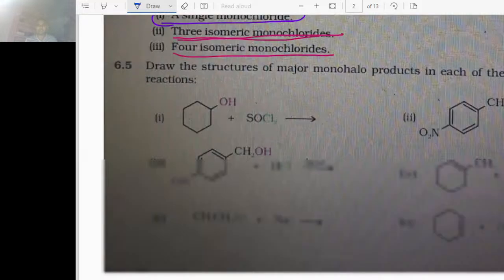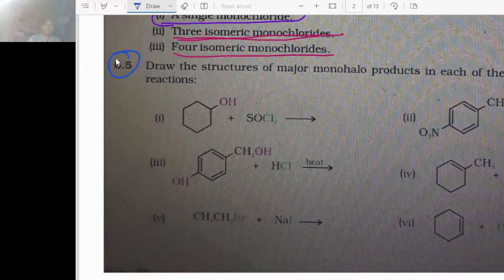Now the next one is question number 6.5. What is question 6.5? If you are treating the alcohol with thionyl chloride, it is going to give a simple product. The alcohol will convert into R-Cl, and it is going to give SO2 plus HCl. Now the second one, if you are treating with heat, UV light is there, so it will give the substitution reaction. The double bond cannot be affected, so it will go on this carbon.